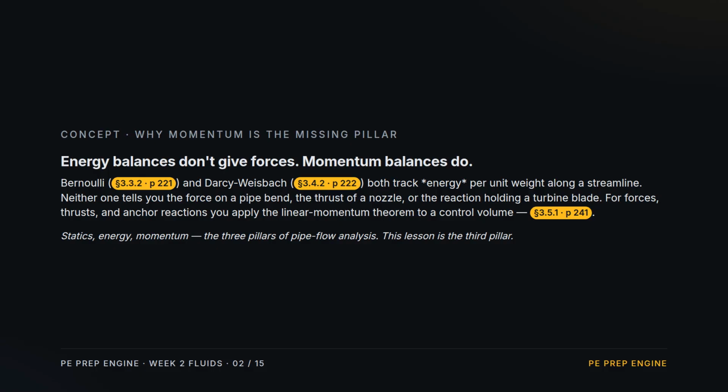Bernoulli and Darcy-Weisbach both track energy per unit weight along a streamline. Neither can give you the force on a pipe bend, the thrust of a nozzle, or the reaction holding a turbine blade. For forces, you apply the linear momentum theorem to a control volume, the missing third pillar after statics and energy. Get the steady state tool, and water hammer follows as the same principle applied in time.